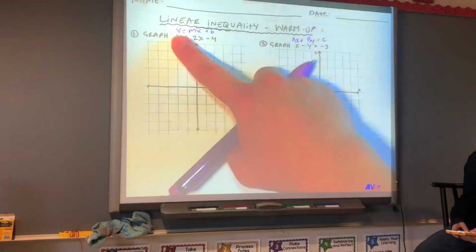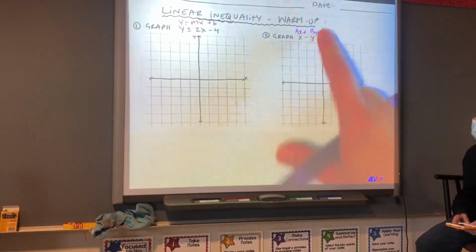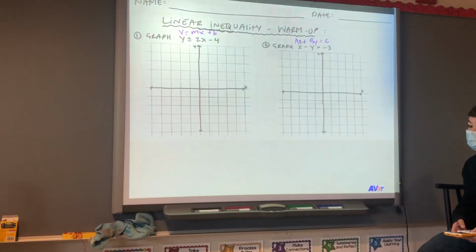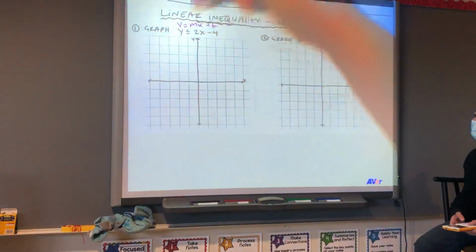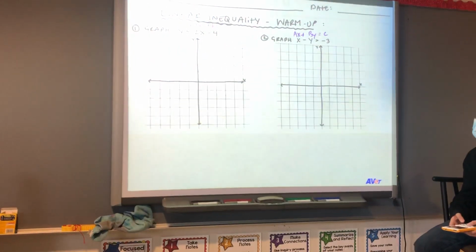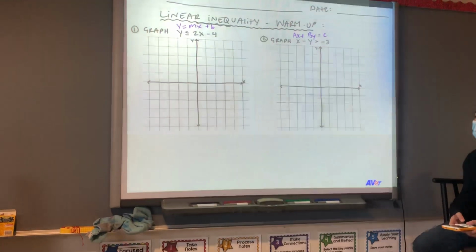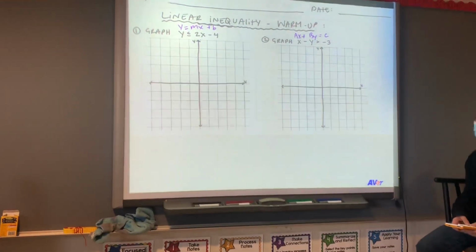This is called slope-intercept form. This is called standard form. The only difference is we don't have an equal sign anymore. We have an inequality symbol, which means that our line is not going to be the only answer. We're going to have a shaded region, which is going to be the actual answer.